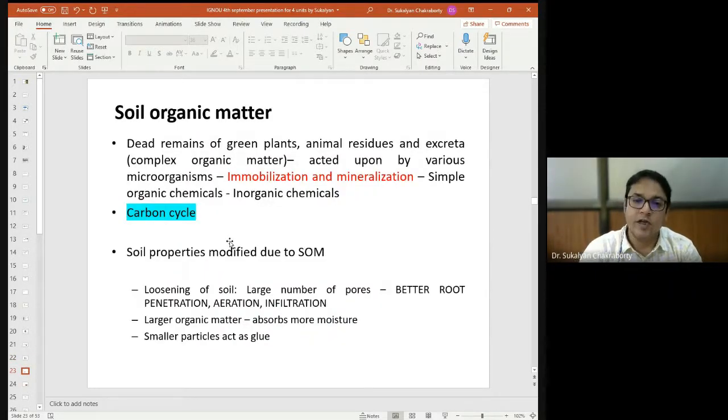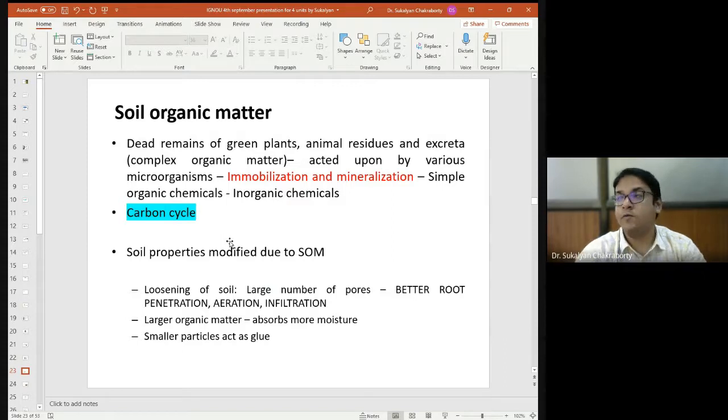Apart from that, soil organic matter is actually the organic matter. When we talk about organic matter, it is the carbon: dead remains of green plants, animal residue and excreta acted upon by various microorganisms. When microorganisms decompose the organic matter, two things happen: immobilization and mineralization. Immobilization is when some of the carbon from this organic matter contributes to the biomass, or body mass, of the organisms. And mineralization is the conversion of complex organic material into inorganic materials. Both these things happen when there is organic matter decomposition.